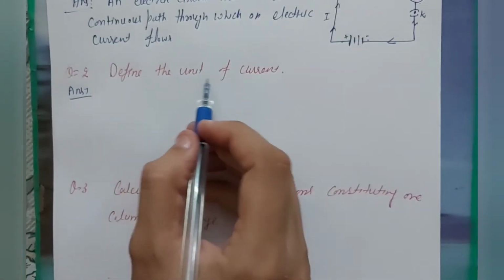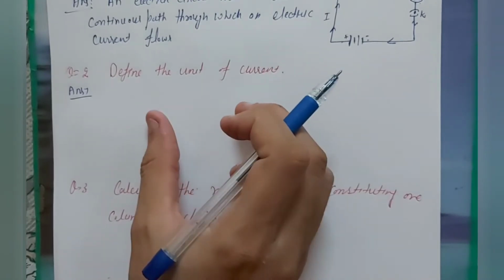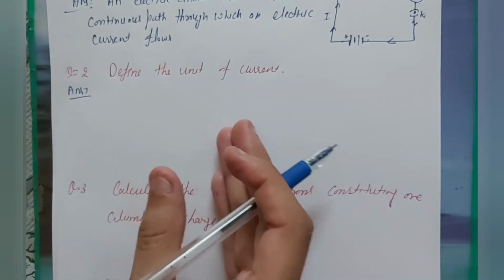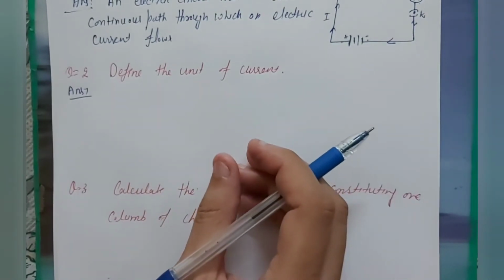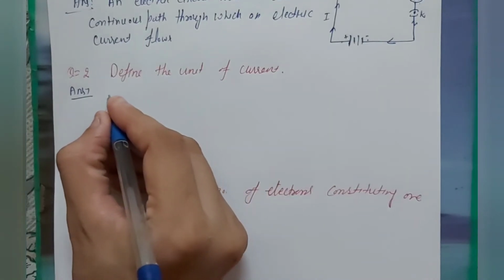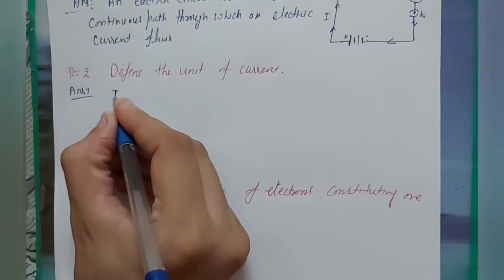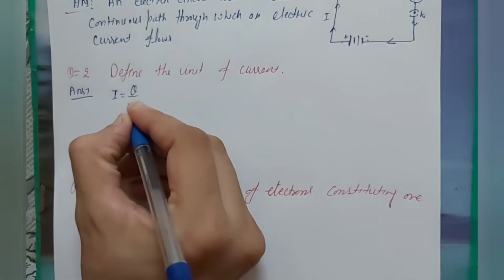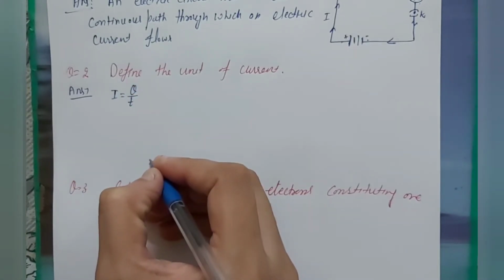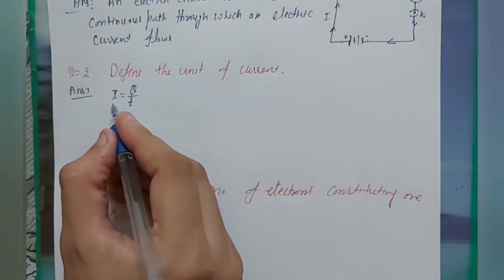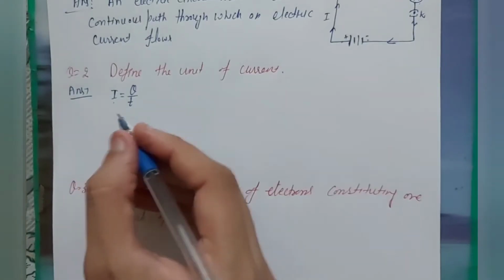Next, define the unit of current. So what is the unit of current? As we know, here we are talking about the SI unit of electric current. What is the formula of electric current? Electric current is denoted by I. I is equal to Q divided by T. Dear students, what is the SI unit of electric current? The SI unit is ampere.